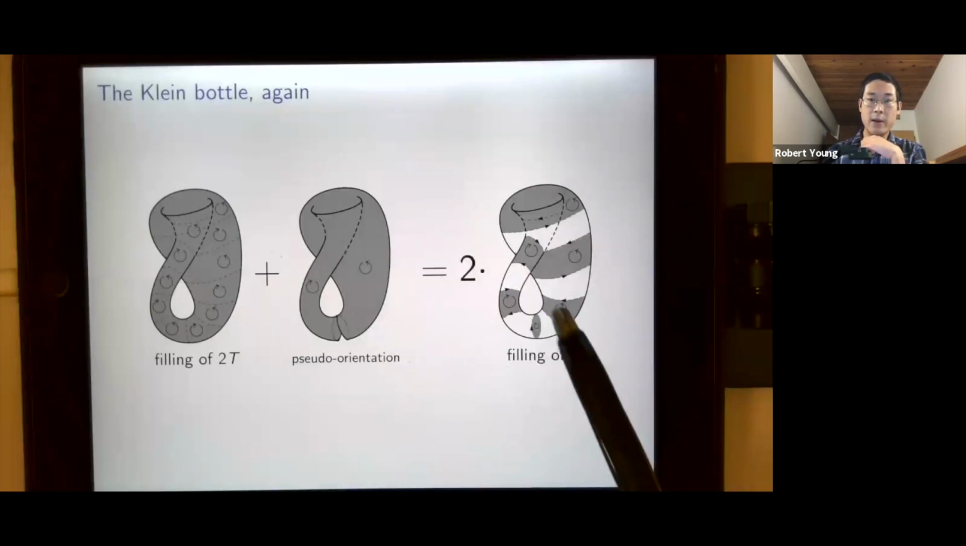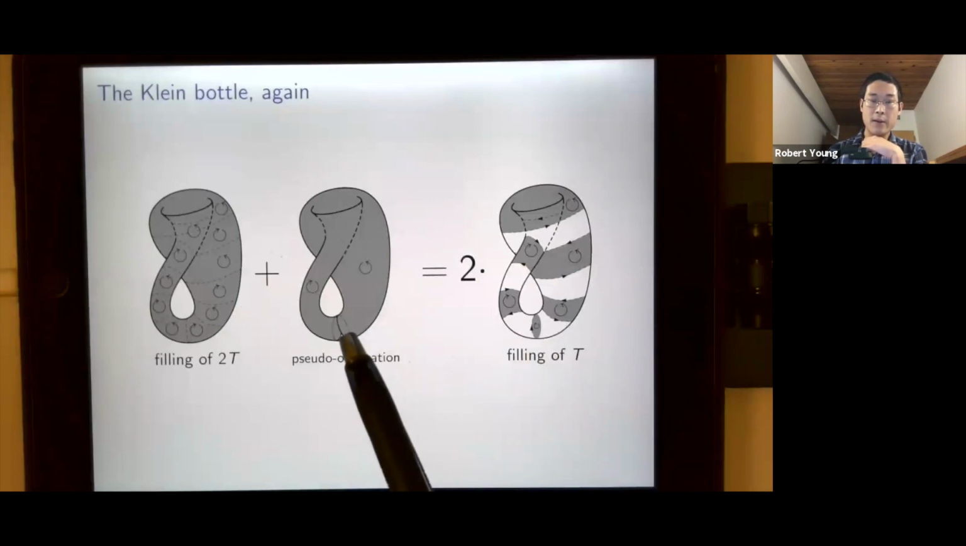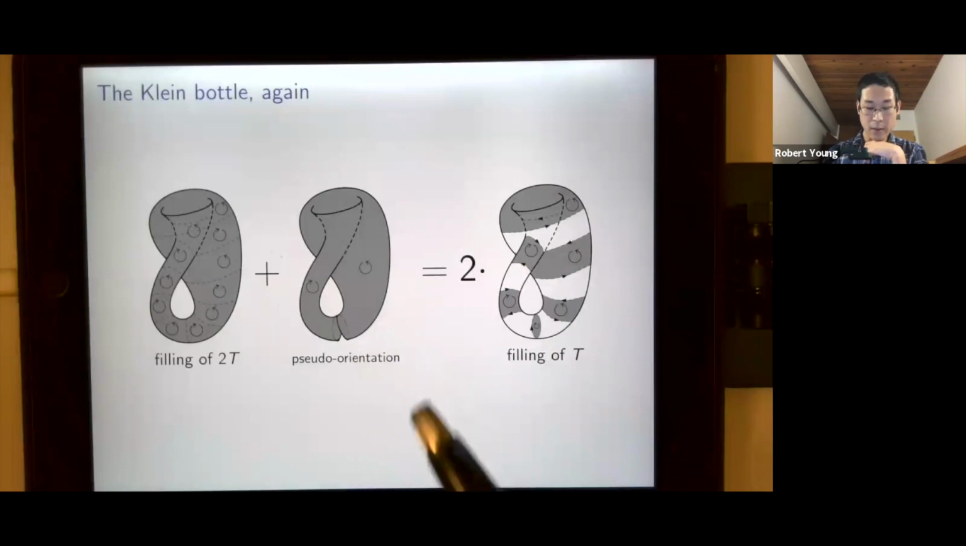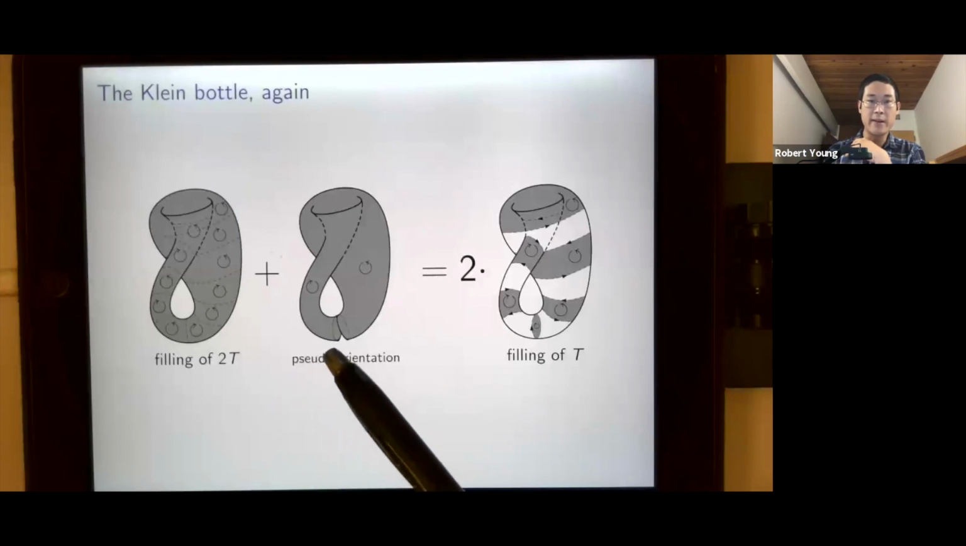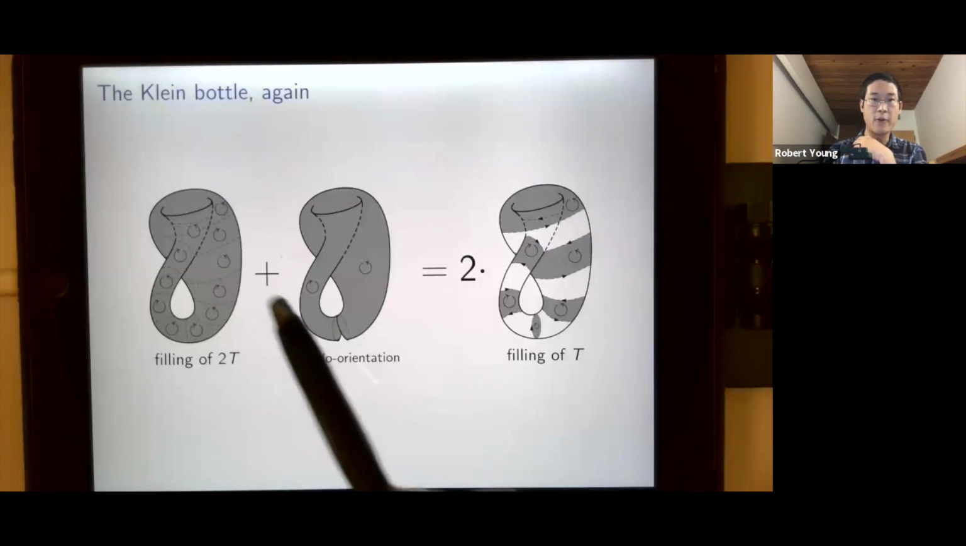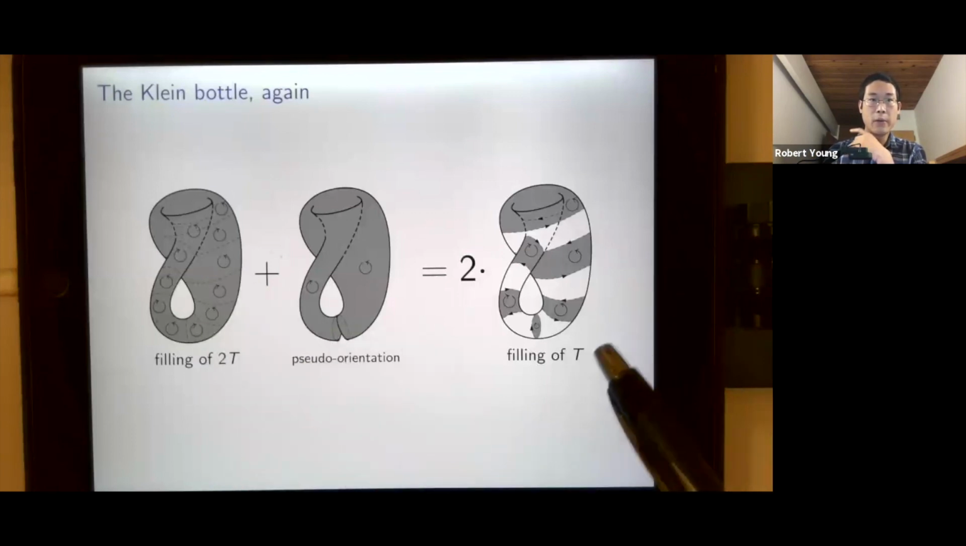And there is that extra disk. That extra disk came from that place where we cut the Klein bottle to make it into something orientable. Okay. And so what this tells us is that there's this close connection between this 2t problem and orientability, in that if we can construct a pseudo-orientation of a mod 2 cycle, then we can use that to divide a filling of 2t by 2. Is this okay so far? Are there any questions about any of this so far?